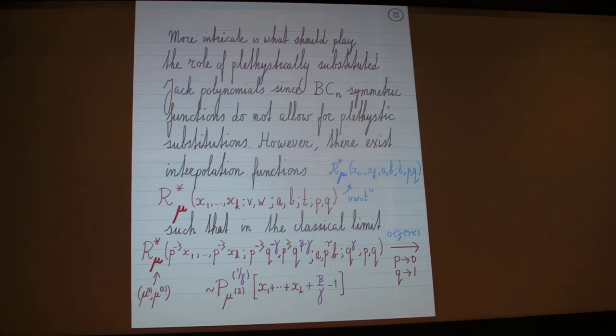Well, this is again due to Rains, who introduced the skew versions of his interpolation functions, and we just need a special type of this. So essentially we again have a function like that, but rather than just a and b, it contains another pair of variables called v and w, and I've given them exactly the same notation otherwise, R star, again indexed by bipartitions. It can be reasoned that these, in the correct limit, give you a plethystically substituted Jack polynomial. I have described it here. It's too horrific to look at. But in any case, there is a claim that if you tend p to 0 and q to 1 and you make some substitutions, you precisely get a plethystically substituted Jack polynomial.